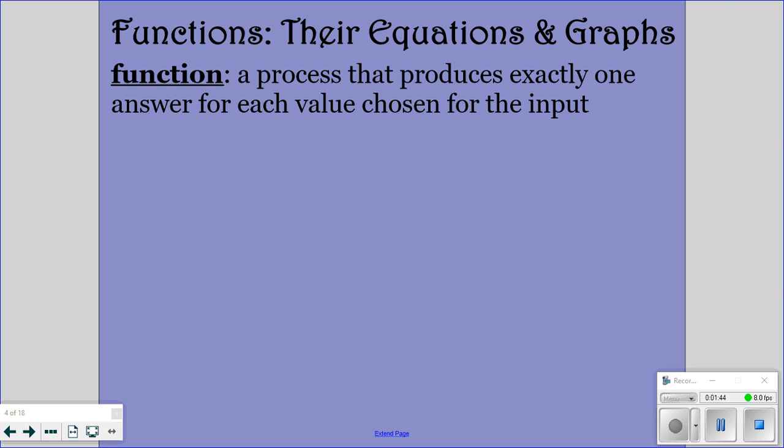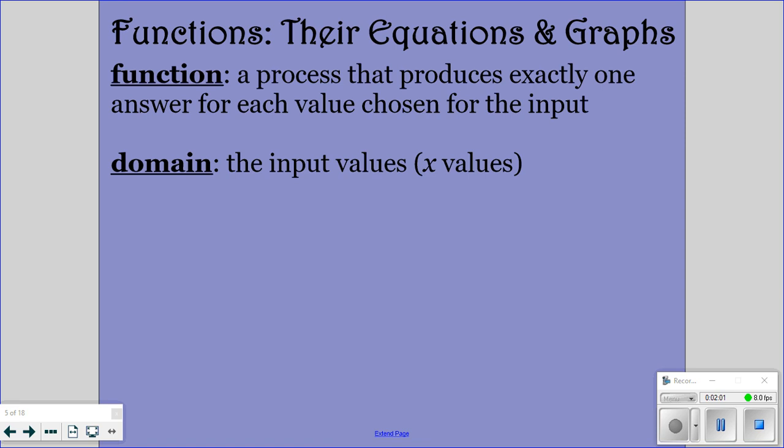So a function is the process where you produce exactly one answer for each value that you choose for your input. So if you put something into your function, you're only going to get one answer spit out from your function. Your domain, those are your x values, your input values. Whatever you're putting in, that is your domain. Your output are your y values. Those are your range values. So your domain is related to the x. Your range is usually going to be related to the y values.